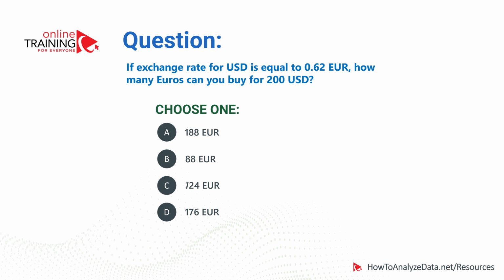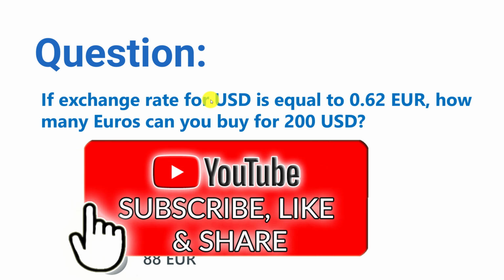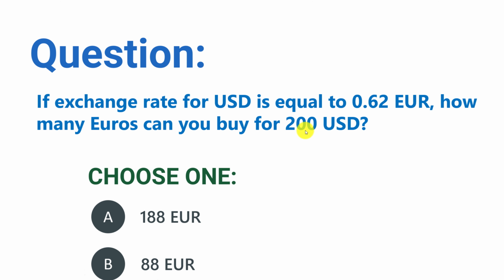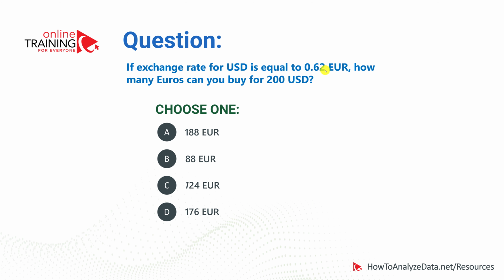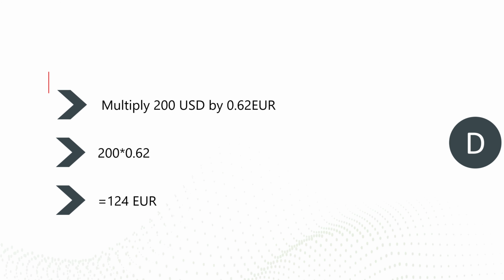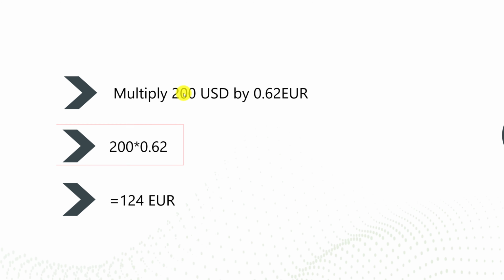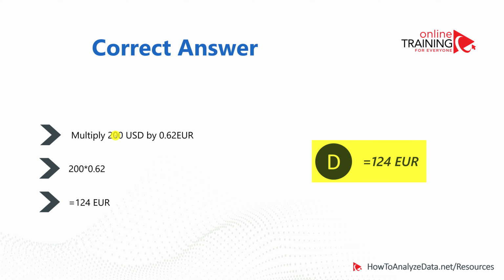To do the math in your head, the easiest way is to do it for $100. For $100, you'll be able to buy 62 euros. Then for $200, you'll be able to purchase double of that, which is 62 multiplied by 2, which equals 124. Let's recap. To answer this question, you need to multiply 200 by 0.62, which is an equivalent of 124. So choice D is the right answer. I'm pretty sure you nailed this question.